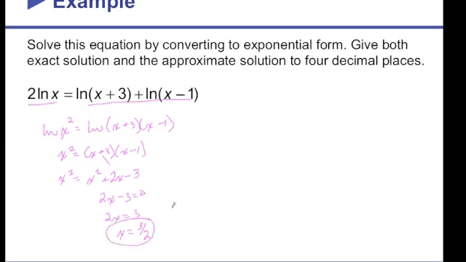Now when you're solving a log equation, one thing you want to check is to make sure that you're never finding the log of a negative. So 3 halves is not a negative. 3 halves plus 3 is not a negative. 3 halves minus 1 would be 1/2, again not a negative. So x equals 3 halves is a solution.